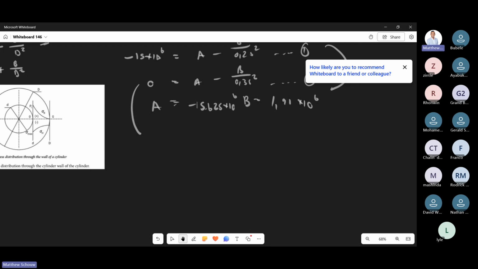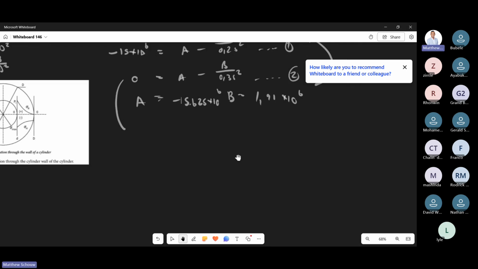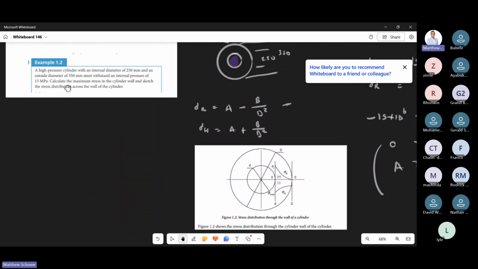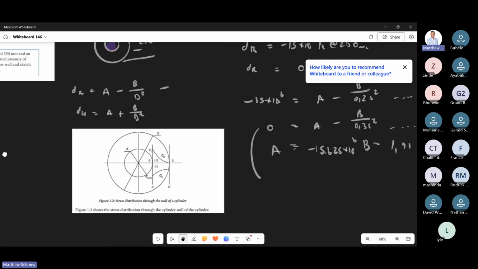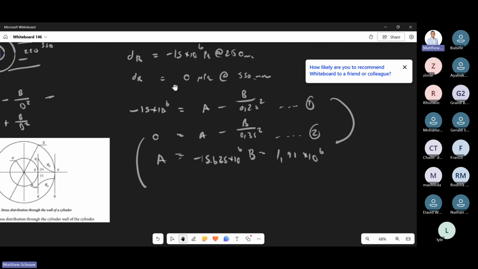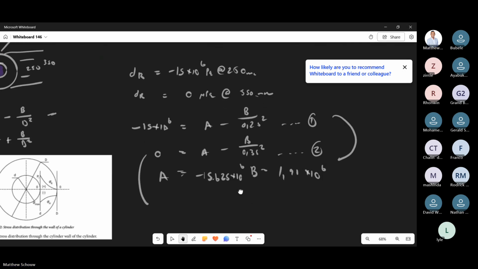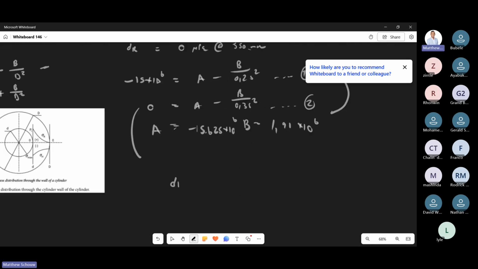Okay, cool. It's fine. So let's see what answers we get. Anyway, once we have that, I forgot what the question asks again. I keep on forgetting. It says calculate the maximum stress in the cylinder and sketch the stress distribution. So obviously we have the radial stresses, right? Which is that too. Now I have to calculate the hoop stress.